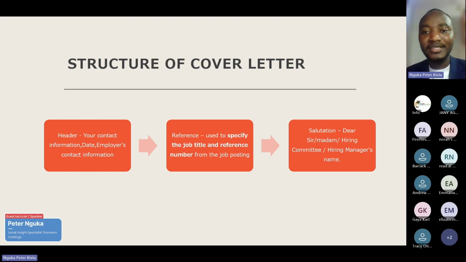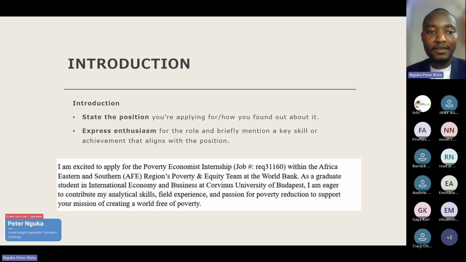Then there's always the Ref line where you write the job title and the reference number of the job posting. Then you go to the salutation where you write dear sir, dear madam, or dear hiring manager, or something of that sort. I think that's just pretty normal. But then we come to the introduction part. Here is where you start by stating the job that you are applying for, and you express your enthusiasm.